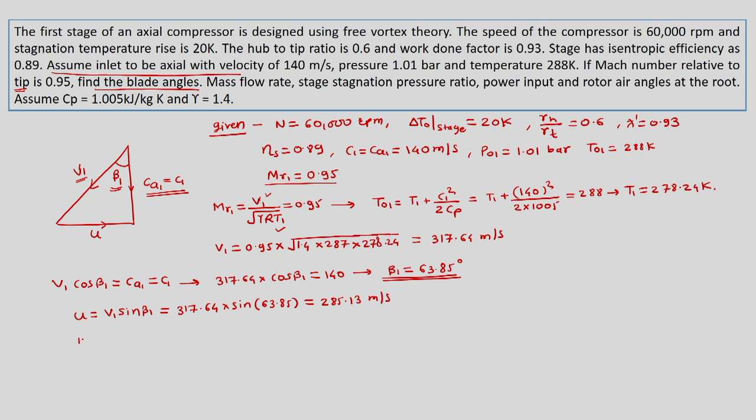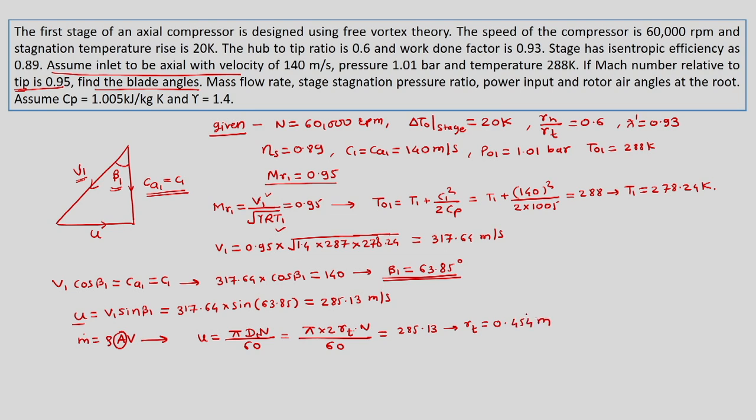For mass flow rate, we know m dot is equal to rho A V, so we need to find out area. For that we need to find out radii and height. So let us work for this aspect to find out area. We can use U, which is pi D N by 60. We have to remember that we use tip Mach number, so we have this U at the tip, so we will get diameter at the tip. So pi into 2 into radius at the tip into N divided by 60 is equal to 285.13.